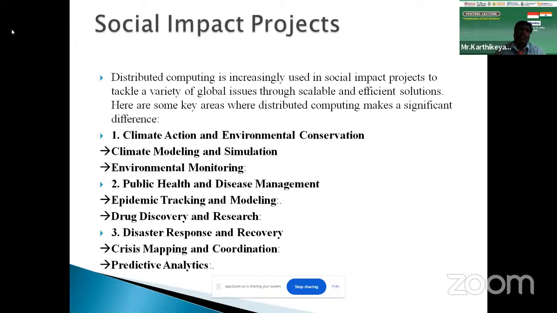This predictive analytics with distributed computing is used for natural disasters like earthquakes and hurricanes. So actually these models use data from various sources to provide early warnings and improve disaster preparedness.